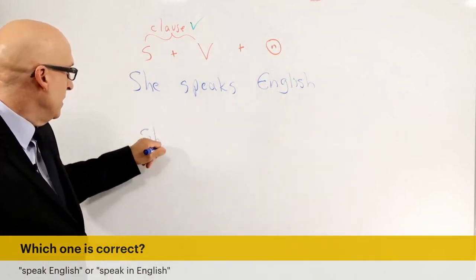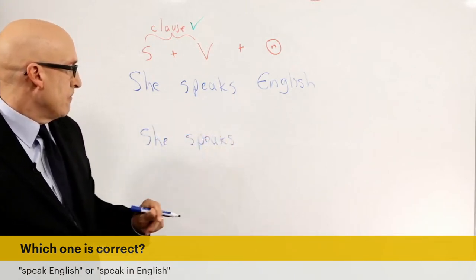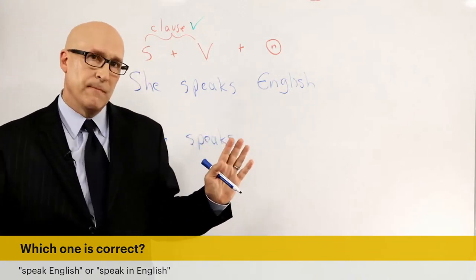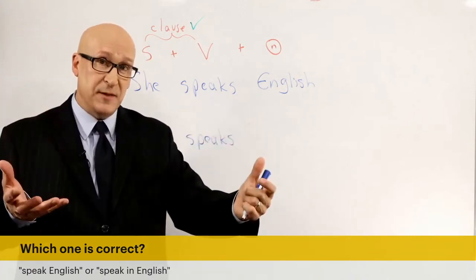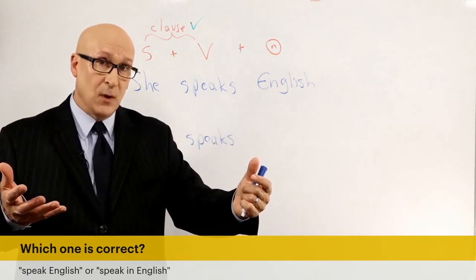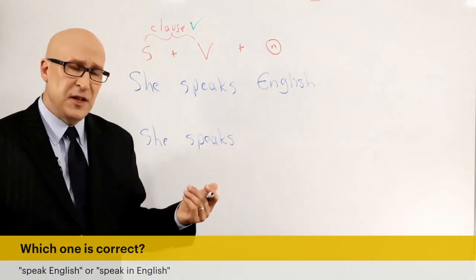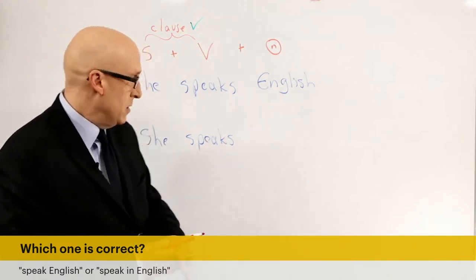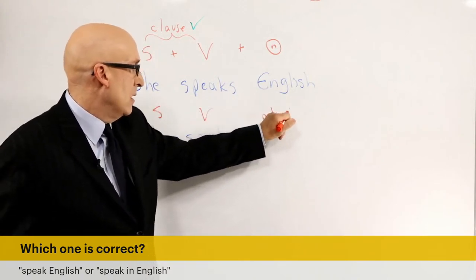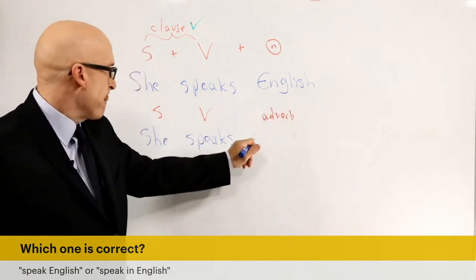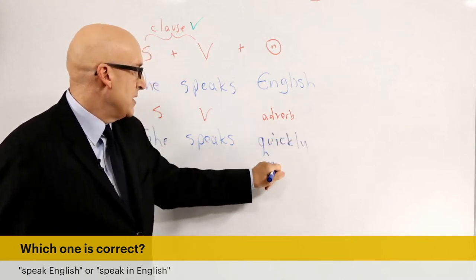Now, what about this in English stuff? If we said she speaks, and you wanted to know how she speaks, what way, right? She speaks. How does she speak? Well, here, you could put an adverb, right? She speaks quickly, nicely.